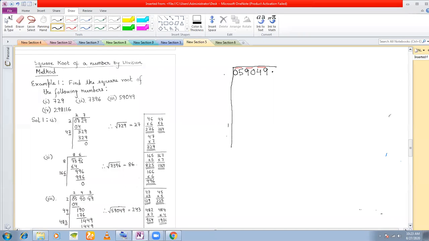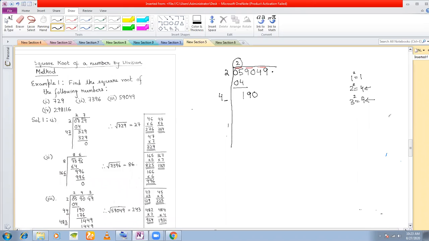Now what you do is you see a 5 here. Consider the first pair, 5. So 1 square is 1, 2 square is 4, 3 square is 9. So you see 9 is greater than 5. So we consider this 2 square equal to 4. So 2 into 2 is equal to 4. Subtract 1 and bring down the other pair 1. So 190 we bring down, and next you double this 2, you write it here 4.